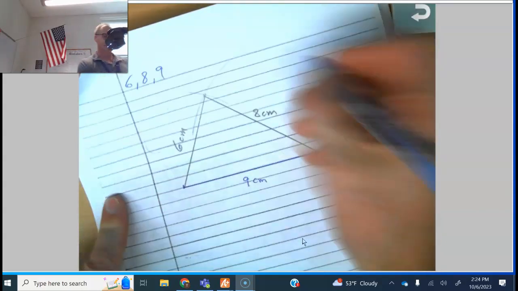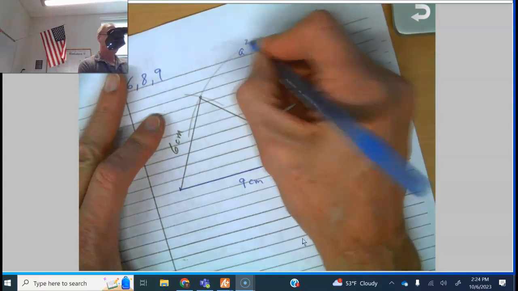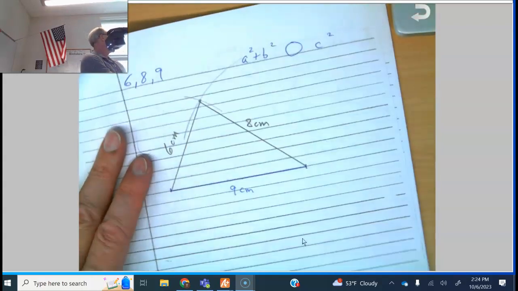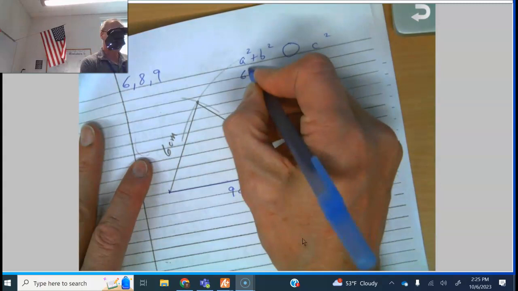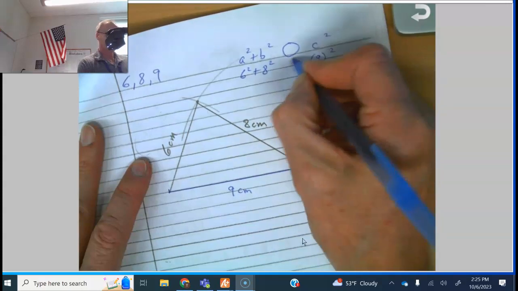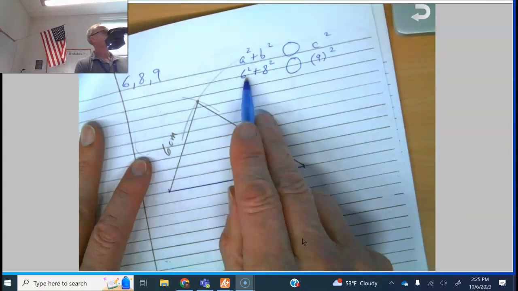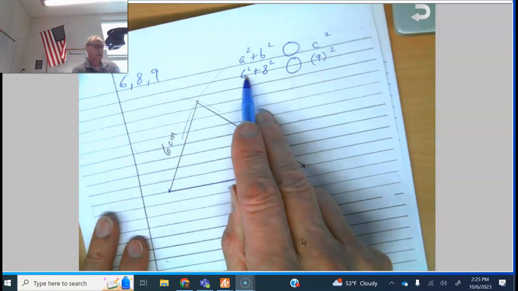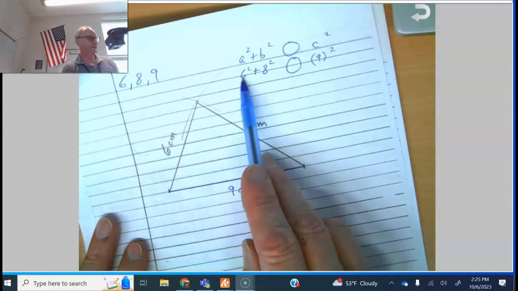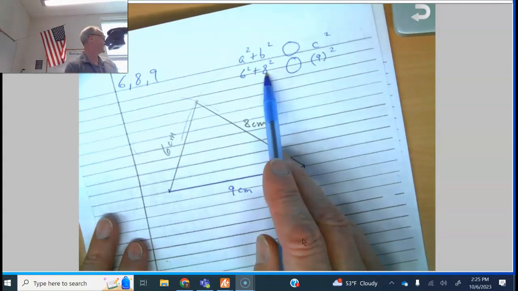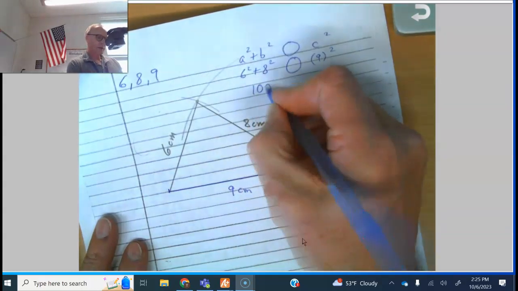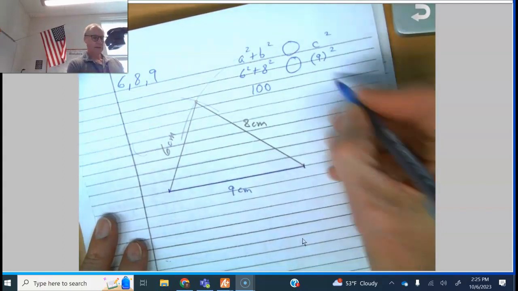To test it, all you have to do is put it in the Pythagorean theorem. A squared plus b squared, and compare it with c squared. The nice thing is we already know the 6 and the 8. We already know what 6 squared plus 8 squared is. This is 36 and 64, so it's still 100. Hasn't changed, right? 36 and 64 makes 100. And what's on this side over here? 81.